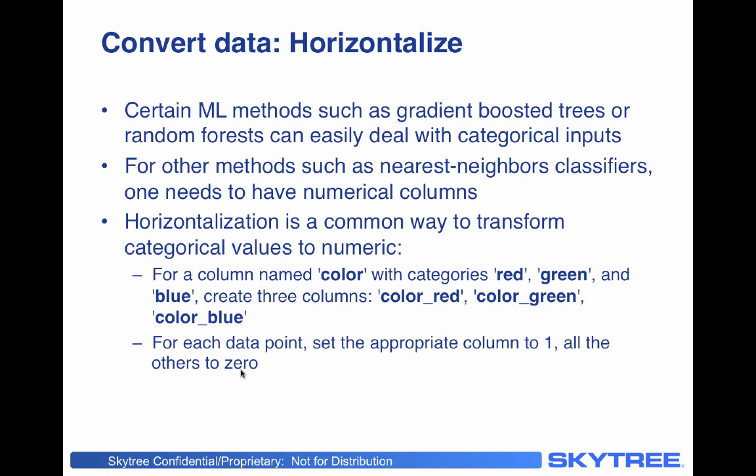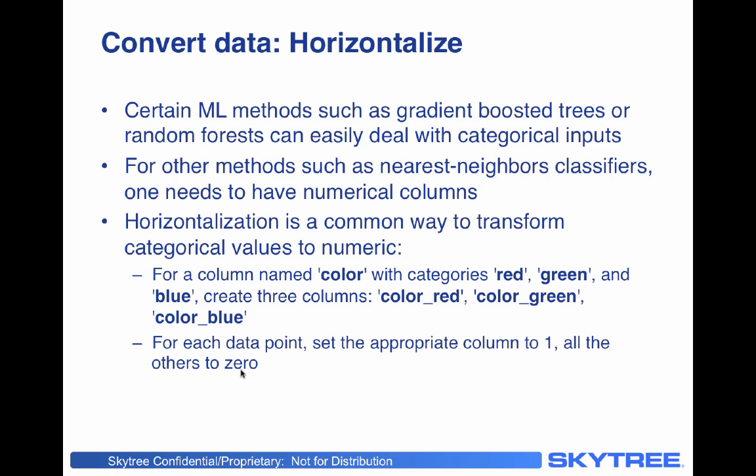While certain machine learning methods such as gradient boosted trees or random forests can easily deal with categorical inputs, certain other methods like nearest neighbors classifiers actually need to have numerical columns only. So when we have a data set with categorical columns, and we want to use something like nearest neighbors classifiers, we would need to convert the categorical columns into numerical columns. Horizontalization is one common way to do this, and it's known by other names as well, like one-hot encoding or using dummy variables. It's a really simple method.